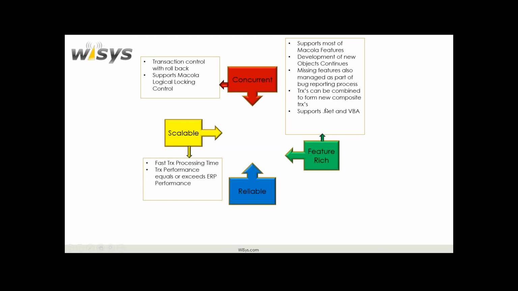And I talked about composite transactions, which we're going to talk about more later and give you an example. And we do still support .NET and VBA-COM. And they need to be reliable. We have over 300 automated tests we run prior to each build release.